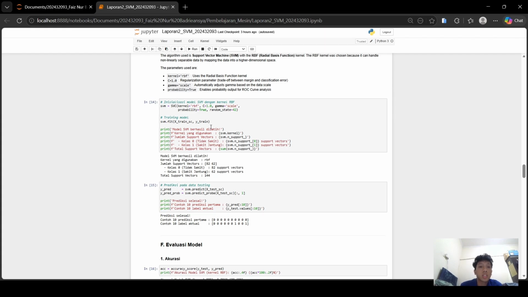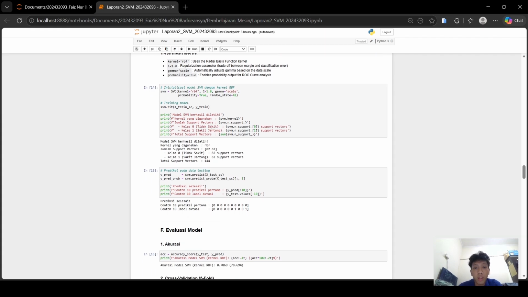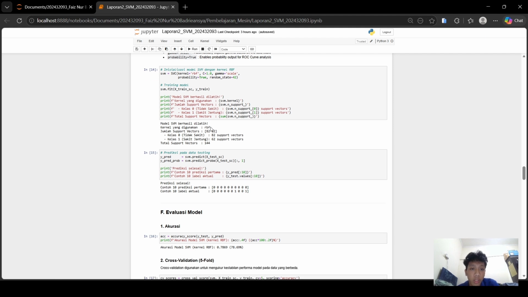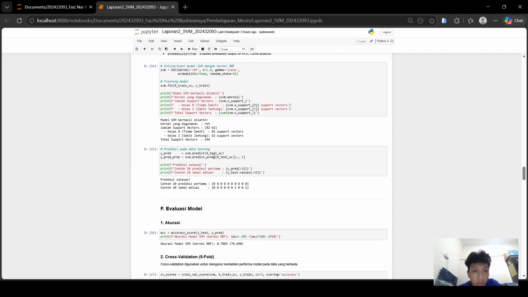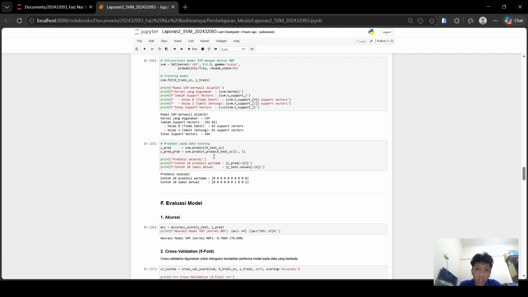And we analyze the model, SVM with the RBF kernel. We have class 0, not sick, with support vectors, and class 1, heart disease, with support vectors, and the sum of support vectors is 1084.